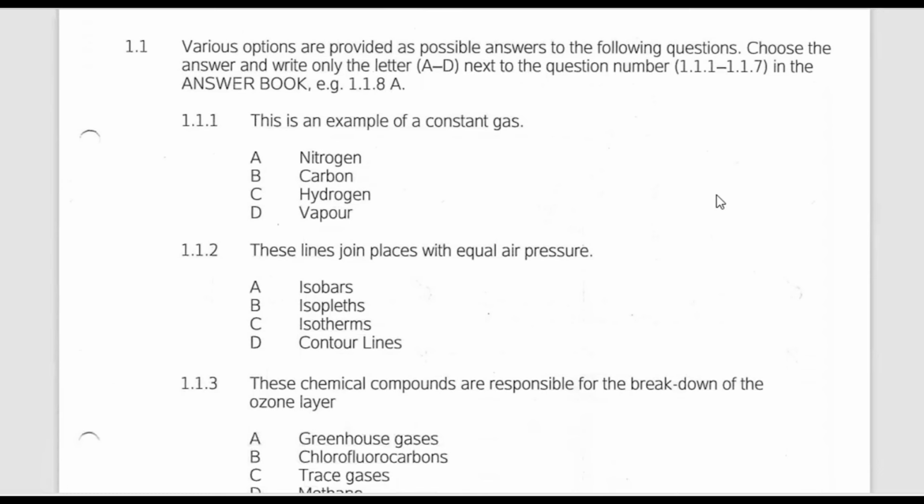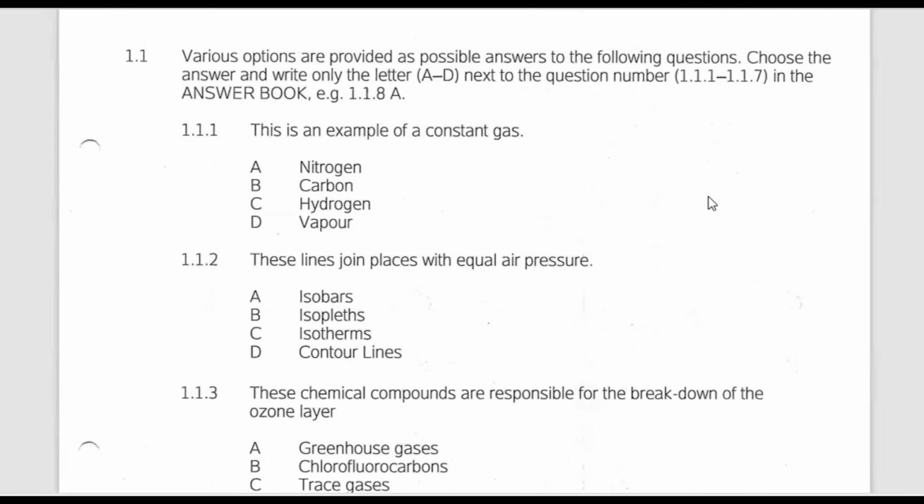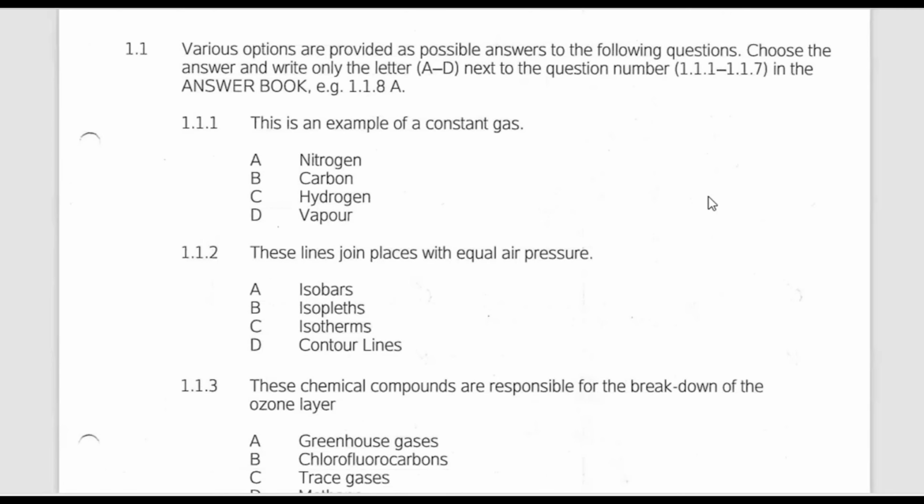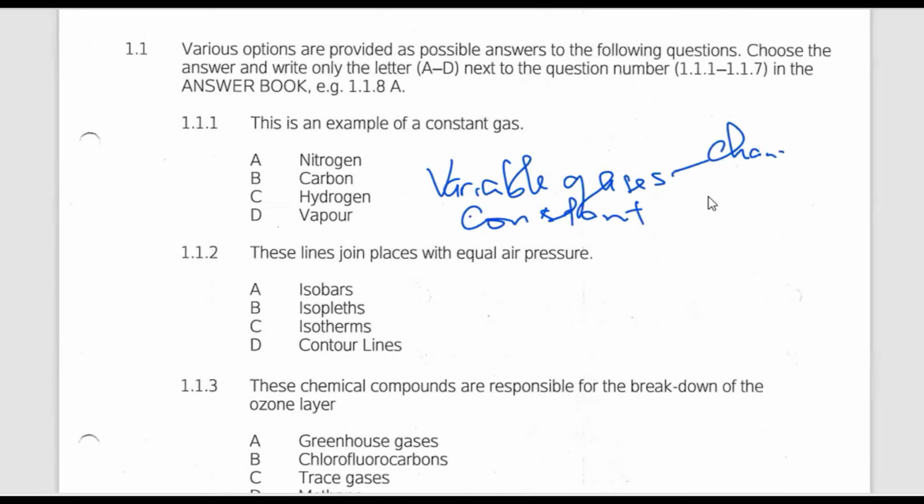Right, let's start with number 1, an example of a constant gas. Remember, when you're looking at the gases in the atmosphere, they comprise variable gases and constant gases. Some gases are variable, meaning they change, while some are constant. What we call variable changes in terms of its percentage in the atmosphere, and what we call constant remains the same. So among these, we have some gases which are variable and some which are constant.